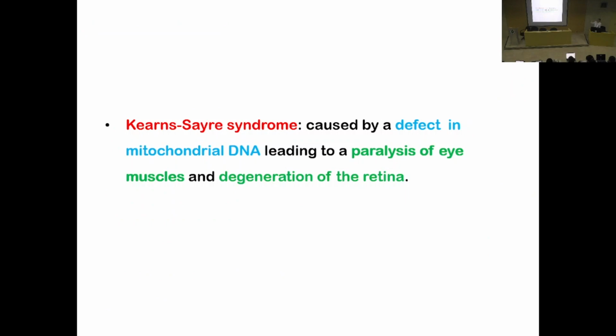All right, so this is a disease. We call it Kearns-Sayre syndrome. This disease is due to a defect in the mitochondrial DNA. Of course, there are other clinical signs, but the most important is that mitochondrial DNA defects lead to paralysis of the eyes and degeneration of the retina, and of course this person will be blind. So this is a syndrome related to a defect in the mitochondrial DNA.